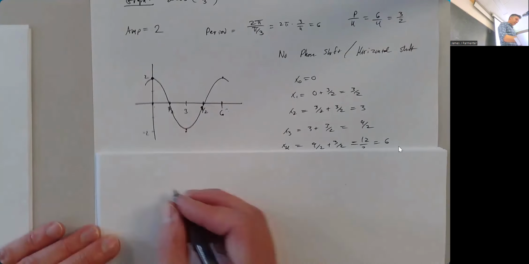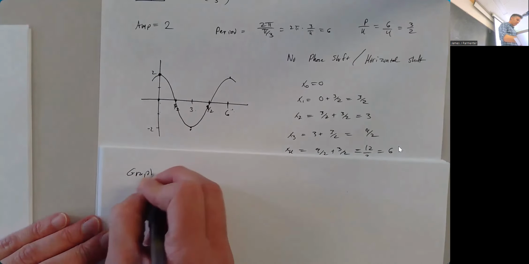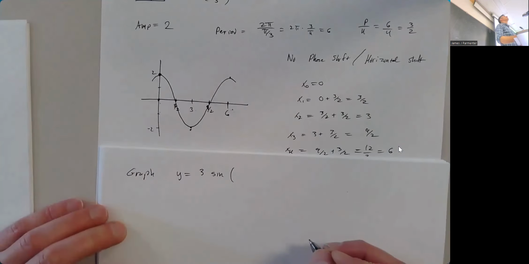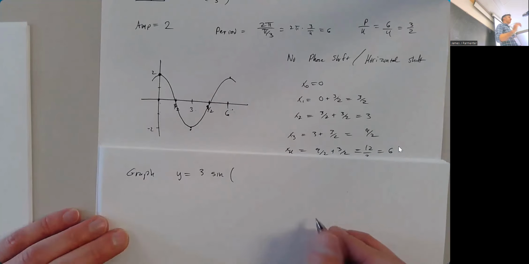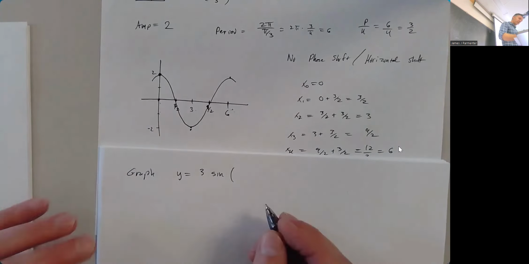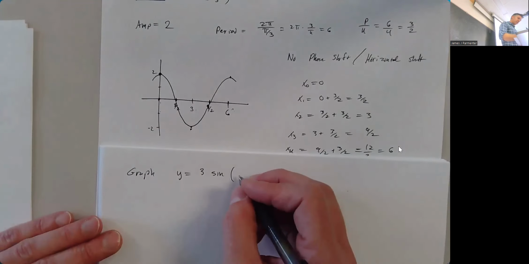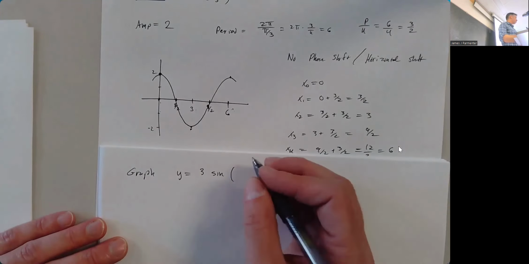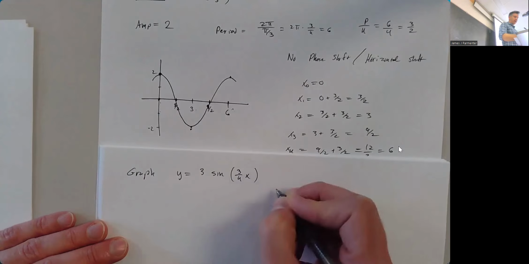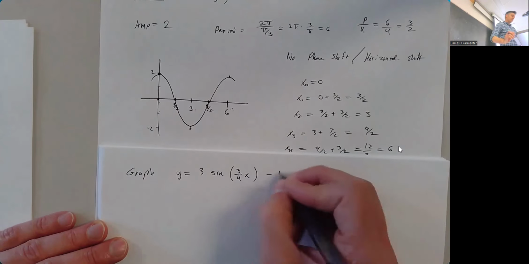So let's say we want to graph y equal to 3 sine of, no, for you, have you guys talked about shifting left and right? Cool. Good, because it's kind of annoying. But it's fine, but it's annoying. Let's do, sure, I guess that can be fine. Sorry, let's do 3/4 x. Yeah, that's fine. Plus minus 1. Cool.